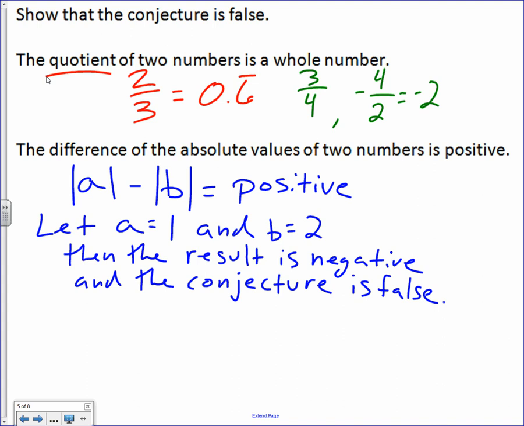In fact, A could be 1 and B equal -2, and this would still be false, because we would still come up with a -1 as our answer. And so there's a lot of different ways. Anytime that the absolute value of B is bigger, this is going to be negative, not positive, and so this conjecture is false.